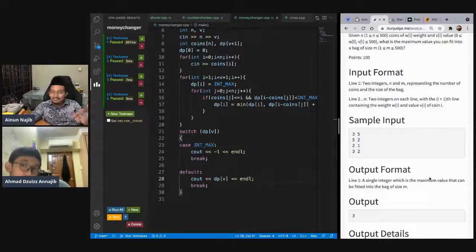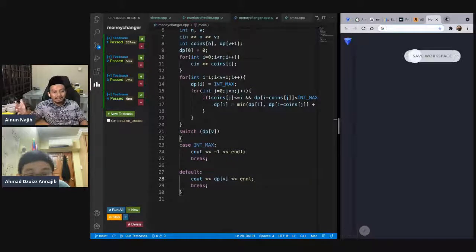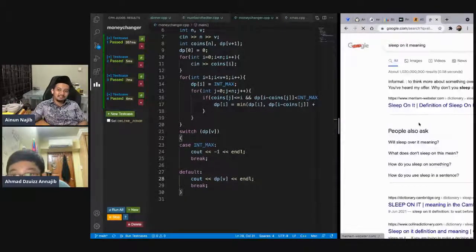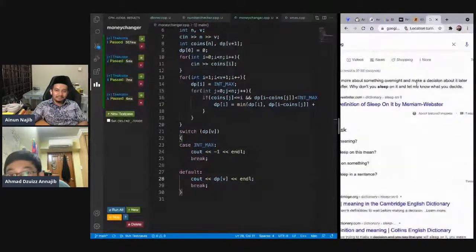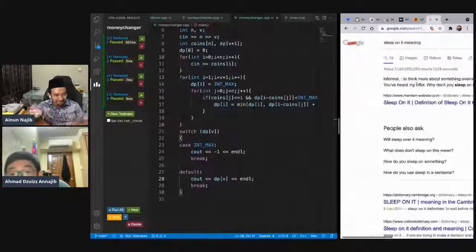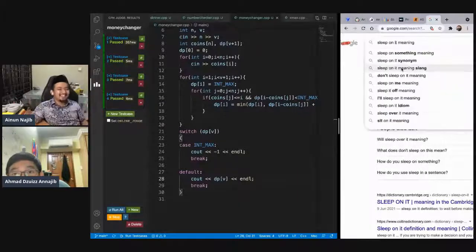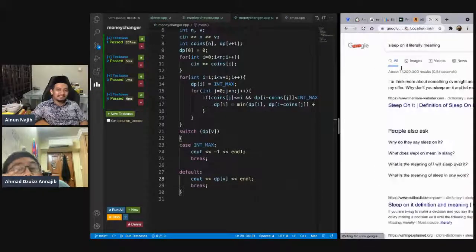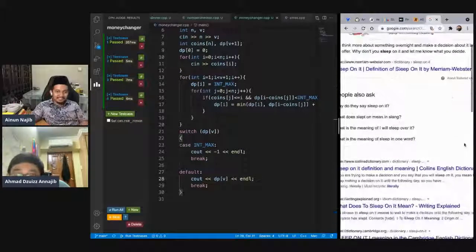But yes, you think first. You don't need to do it now, you just understand the problem. Sleep on it, literally. You know the idiom "sleep on it," right? Meaning you think about it for a while, to think about something overnight and make a decision about it later. You go to sleep thinking about it, and then tomorrow maybe you have an idea. Sleep on it, literally, as you're sleeping on the mattress.